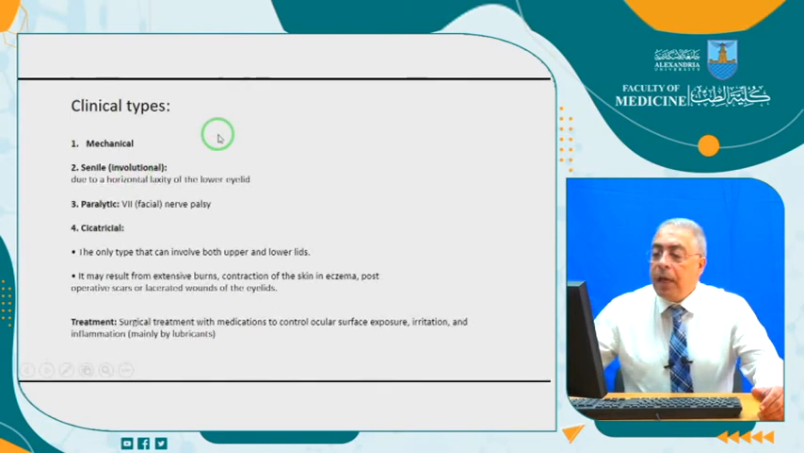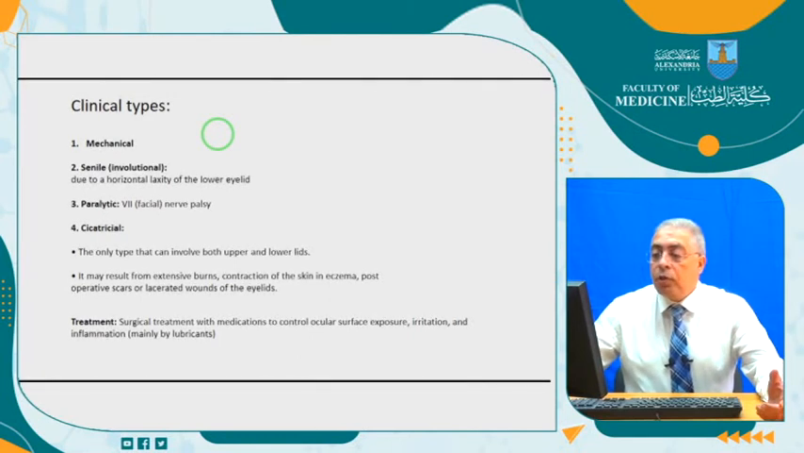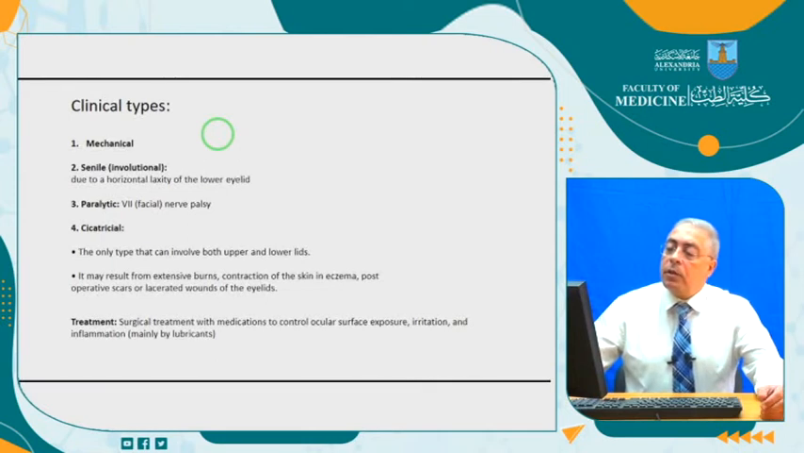What are the clinical types? Mainly mechanical. Huge swelling in the conjunctiva can push away the lid margin. Senile, and it's very common, due to horizontal laxity of the eyelid. The eyelid is supported by the canthi and the orbicularis. If they are weak due to the aging process, the lid margin starts to be rolled out. Another example is the paralytic one due to facial palsy.